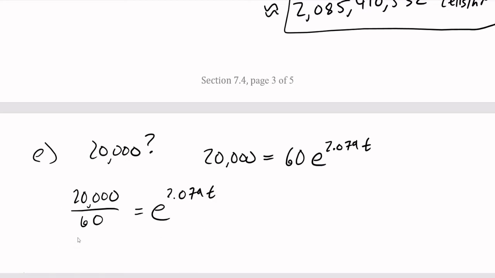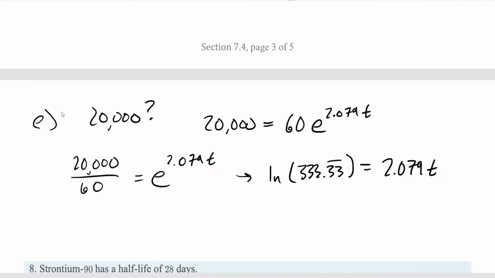You're going to log both sides. So we're going to put the 20,000 over 60 in. So that's going to be log of 333.33 bar equals, the log on this side will cancel, 2.079t. So then we can divide over, and we're going to end up getting about 2.79 hours.